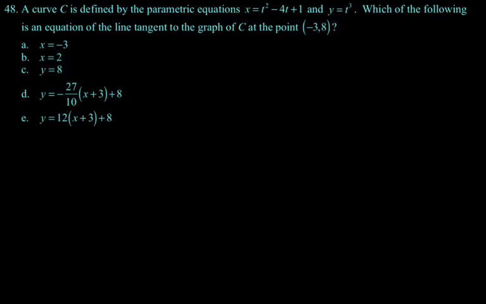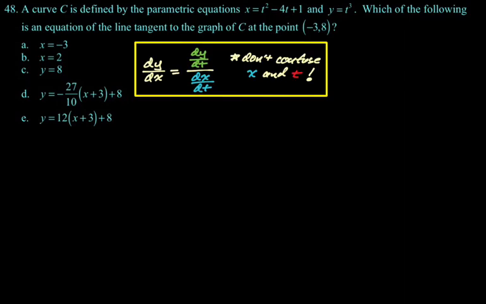All right, a curve C is defined by parametric equations. X is t squared minus 4t plus 1, y is t cubed. Which of the following is an equation of the line tangent to the graph of C at the point -3, 8? Okay, so this is our standard equation of a tangent. So dy dx is going to be dy dt over dx dt, and don't confuse x and t. As long as you don't confuse x and t, you should be fine with this. So I'm going to find dy dt, find dx dt, evaluate them, and find dy dx. That's my game plan.